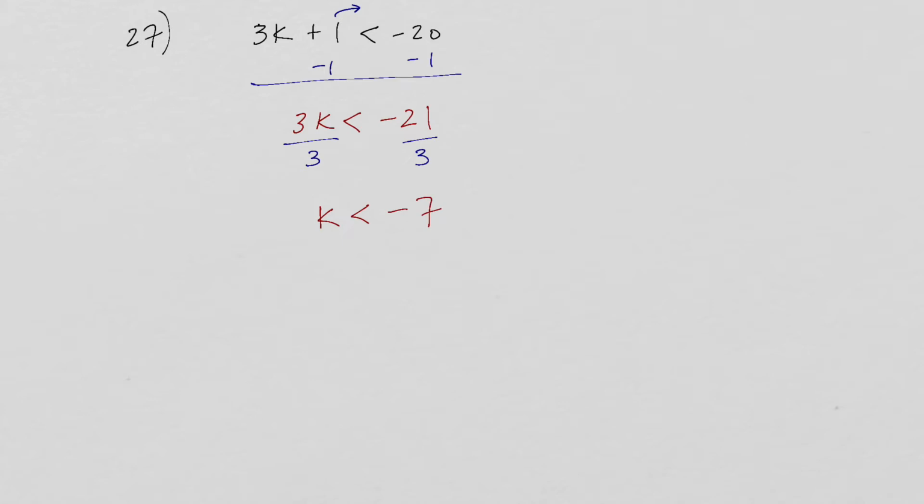Now notice there's a negative in this division, but we're not flipping this because we're dividing by a positive 3. It doesn't matter if this number is positive or negative. It matters what you're dividing by. Okay, so now when we graph this, we're going to put an arbitrary hash mark there, and we'll put negative 7. It's less than, so it's pointing this way. And that's it.